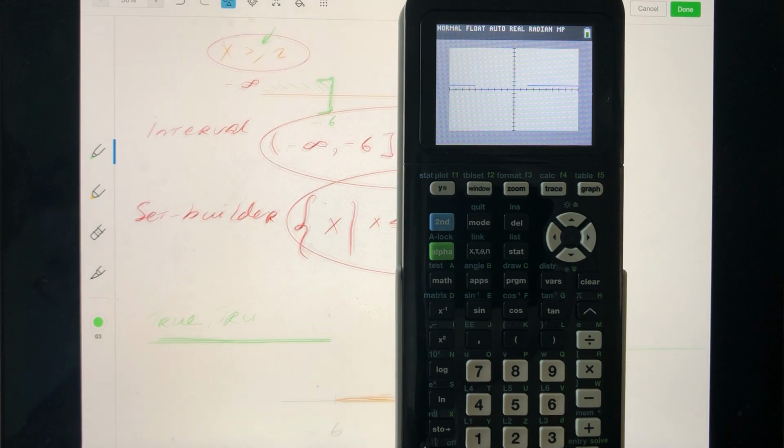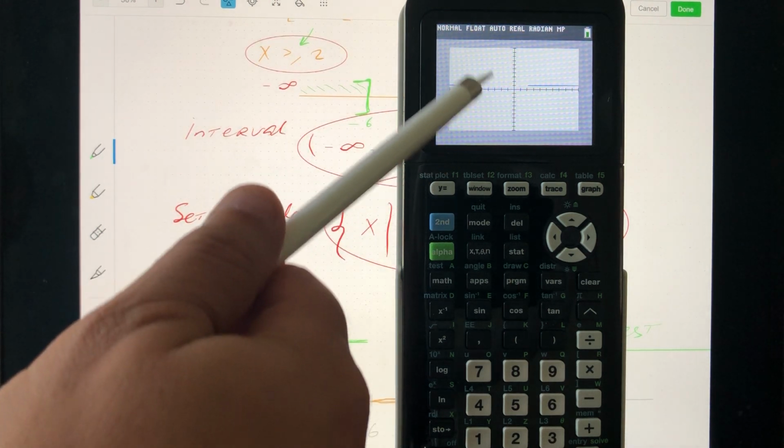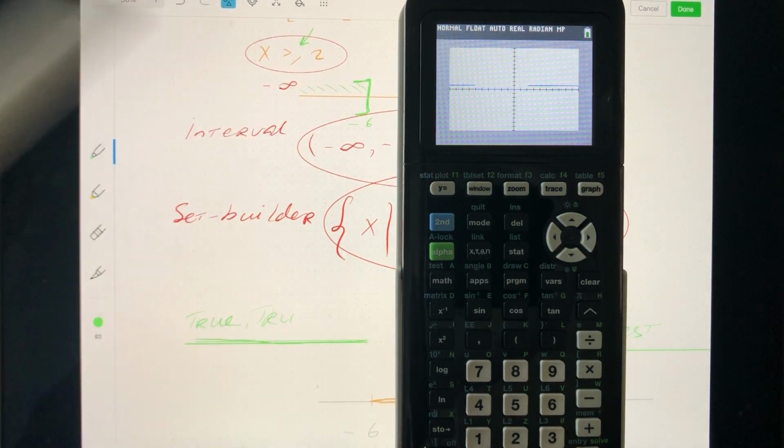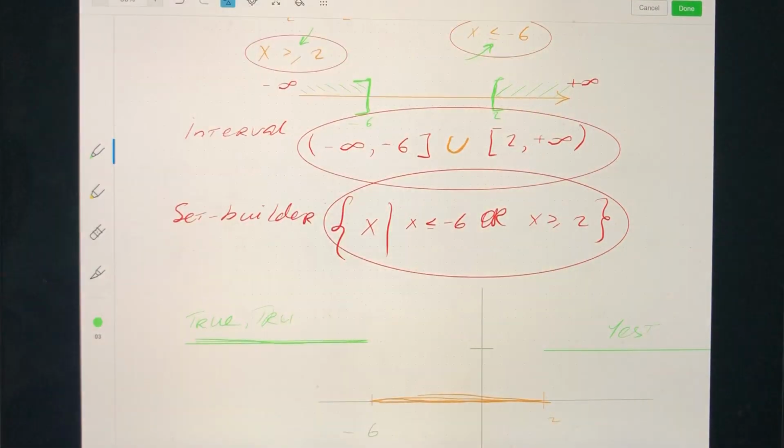So what that means is this picture from the calculator is the same as this picture. And that's how we can check visually if the answer is true or false.